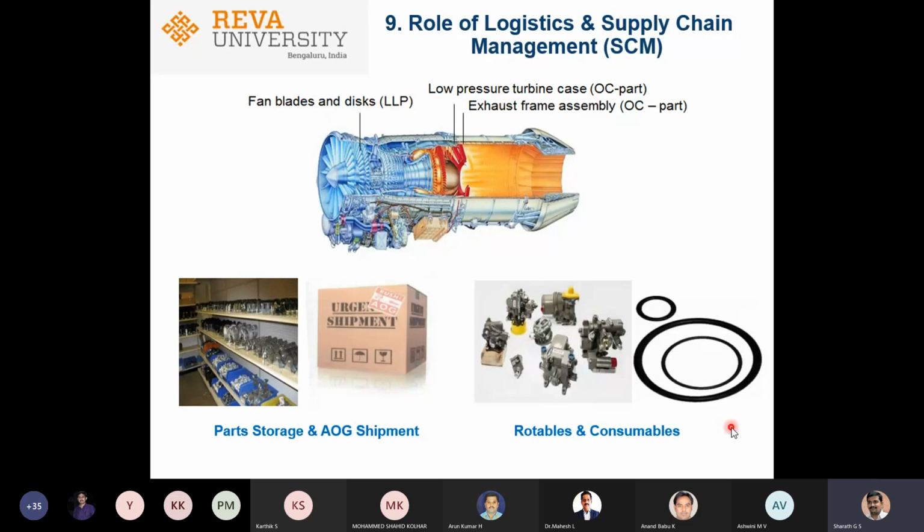And consumables are parts which are normally replaced during every maintenance. Mostly these are replaced. These are seals, rubber seals, gaskets, and all. Repairables are the parts which can be repaired and put into service.